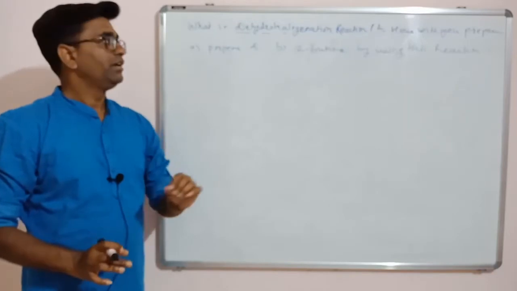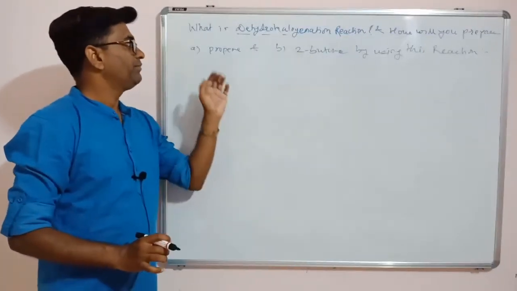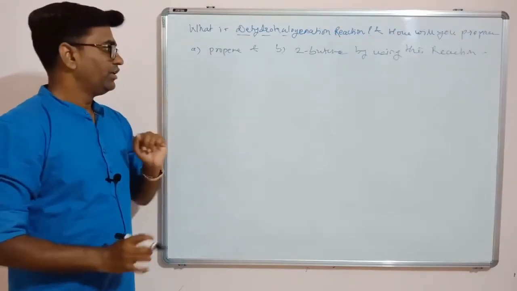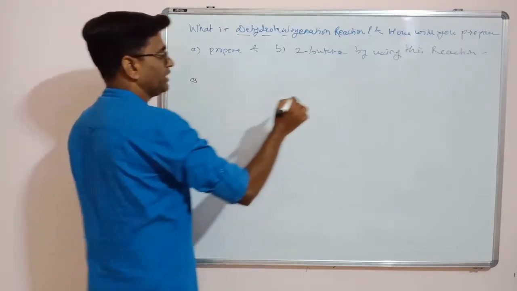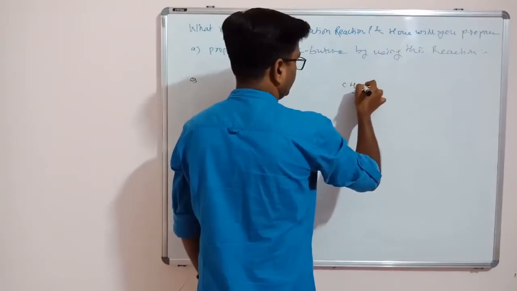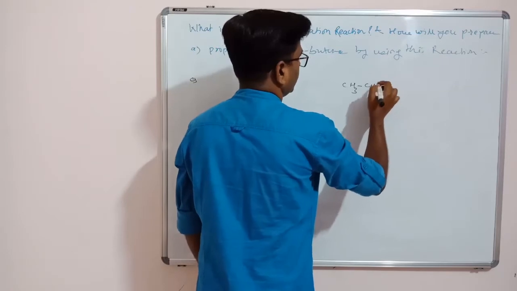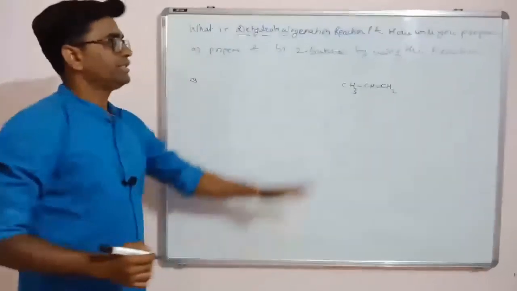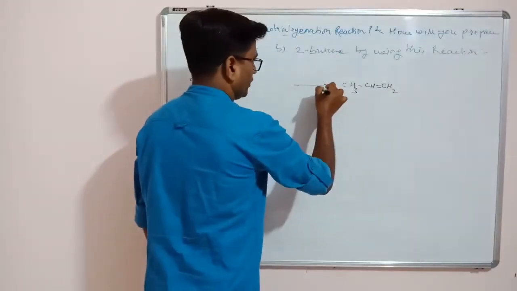The next part of the question is how will you prepare propene? So the product is propene by this reaction, and you have to write the reaction. The first product is propene. You should know the structure of propene: CH3, CH, CH2. So this is our product.